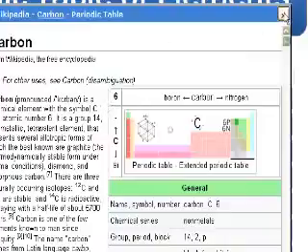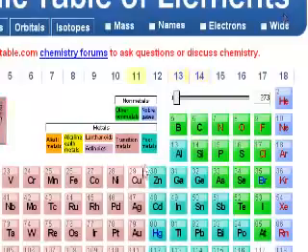So why is this useful? So we can say, I don't know, what is this? Gallium. If I have a mole of gallium, right?